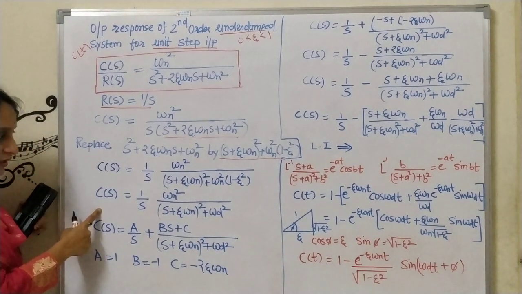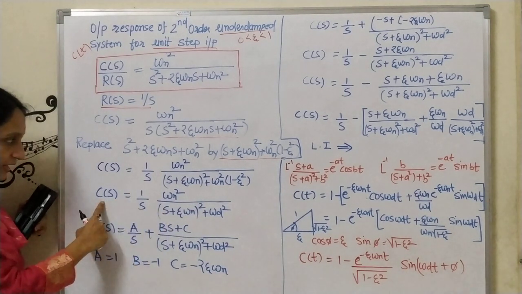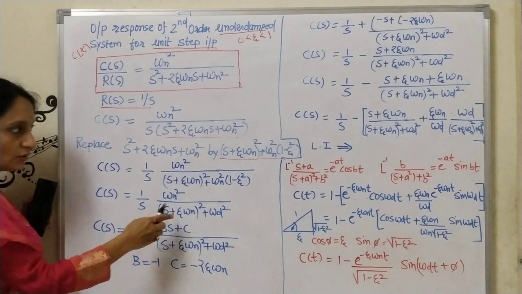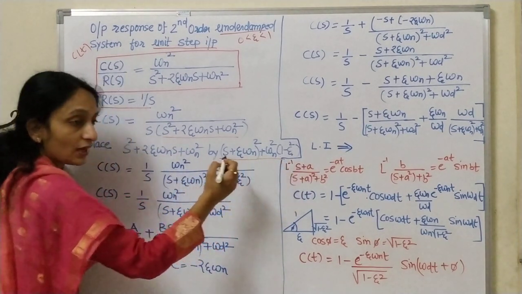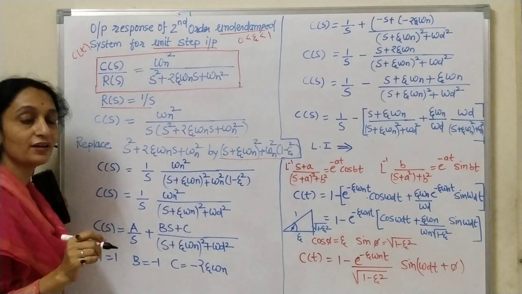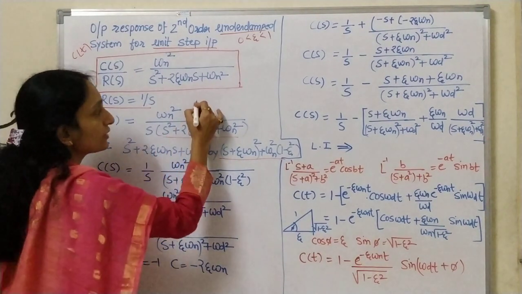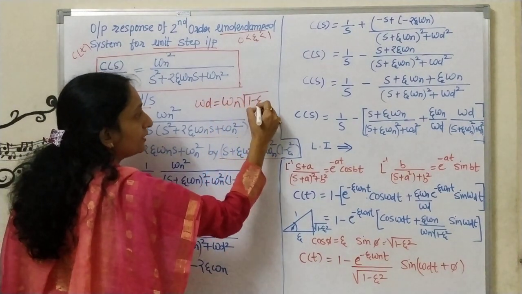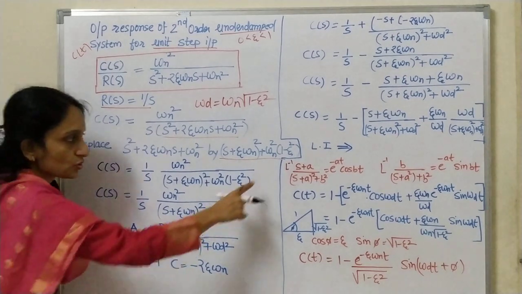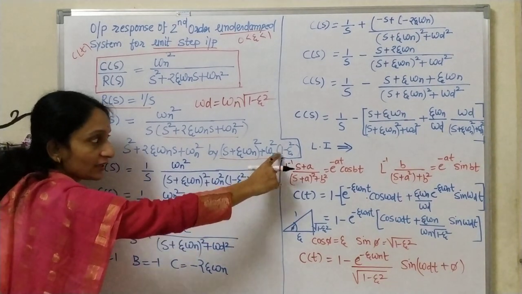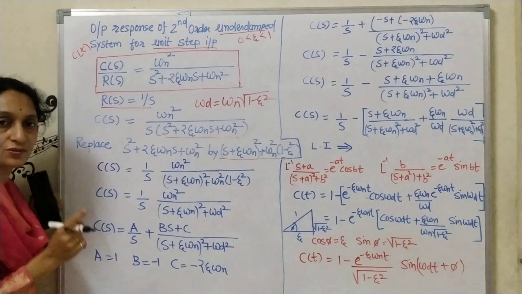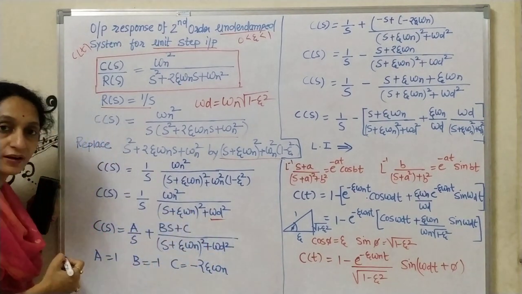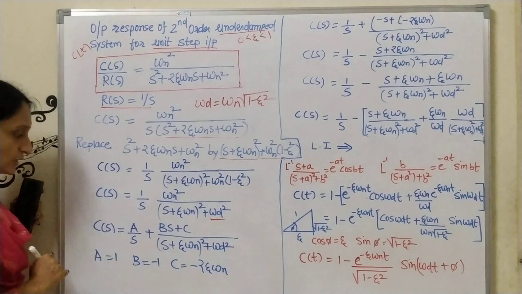Now see here. I have replaced and rearranged in this form. So C of S, I got this term. Actually I know the formula for omega d. We have seen omega d is equal to omega n under root of 1 minus zeta square. Once you get omega n square in bracket 1 minus zeta square, that is nothing but omega d square. So we have substituted with omega d. Now we got C of S.